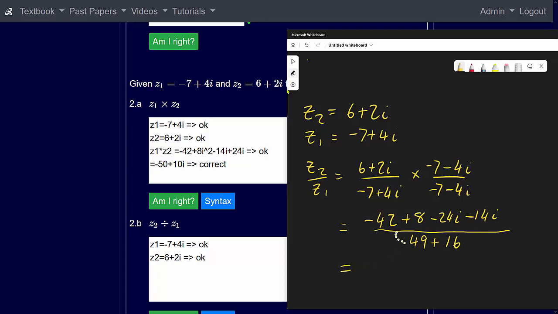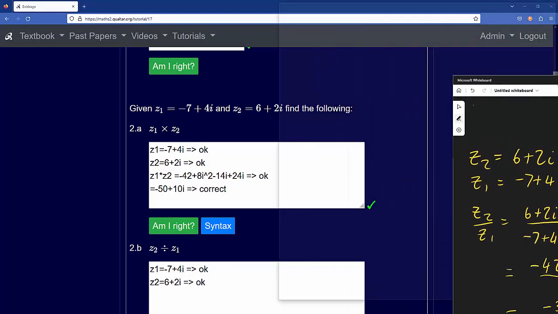Okay, so we need another line here. Minus 42 plus 8 is going to be minus 34, and minus 24i minus 14i, that's going to be minus 38i, and that's going to be divided by 49 plus 16, which is 65. Okay, so we'll stick that in to our answer. Let me just slide that across to there.